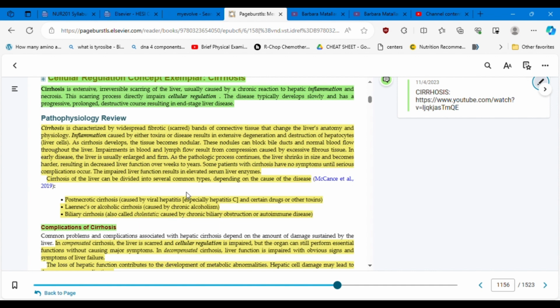As cirrhosis develops, the tissue becomes nodular. These nodules can block bile ducts and normal blood flow throughout the liver. Impairments in blood and lymph flow result from compression caused by excessive fibrous tissue. In early disease, the liver is usually enlarged and firm. As the pathologic process continues, the liver shrinks in size and becomes harder, resulting in decreased liver function over weeks to years. Some patients with cirrhosis have no symptoms until serious complications occur. The impaired liver function results in elevated serum liver enzymes.